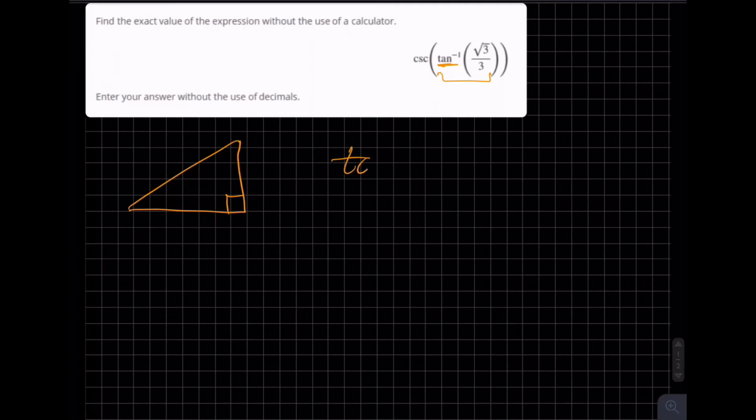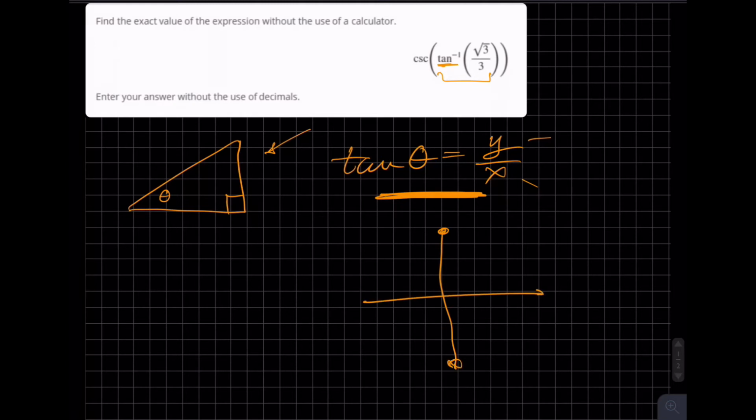So I think of the tangent of an angle as being equal to y over x. That reminds me that tangent is the ratio of two legs of the triangle, specifically the y leg, or the height, divided by the horizontal movement, or the adjacent leg. If this is my angle, and I know that I'm in the first quadrant, how do I know that? Because the inverse tangent function only gives me values between negative pi over 2 and pi over 2.